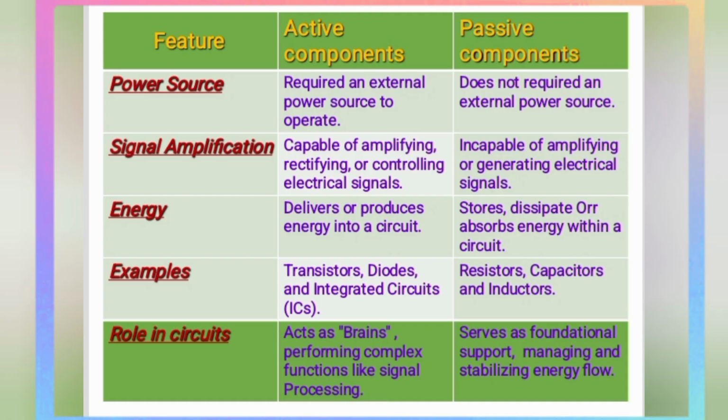Passive components are resistors, capacitors and inductors. In circuits, active components are used for signal processing, whereas passive components serve as foundational support, managing and stabilizing energy flow.